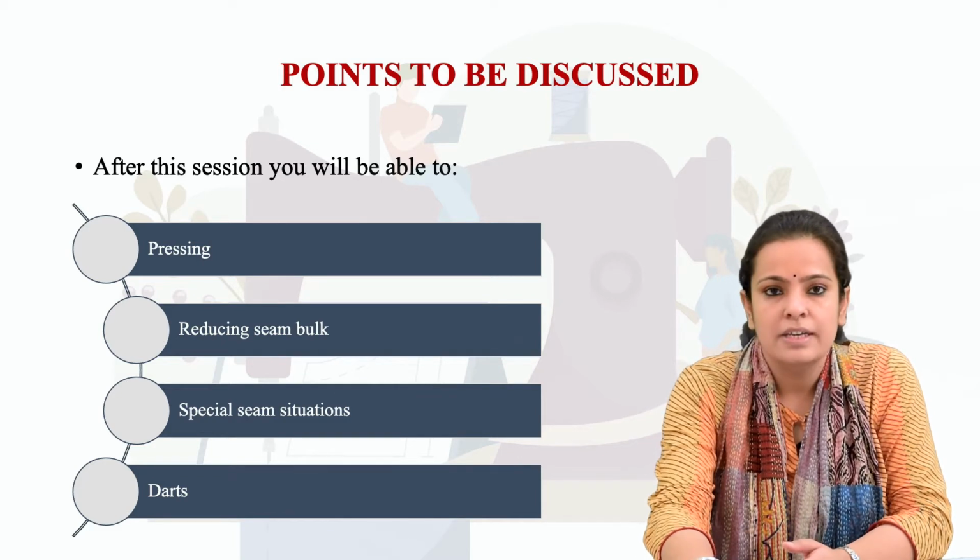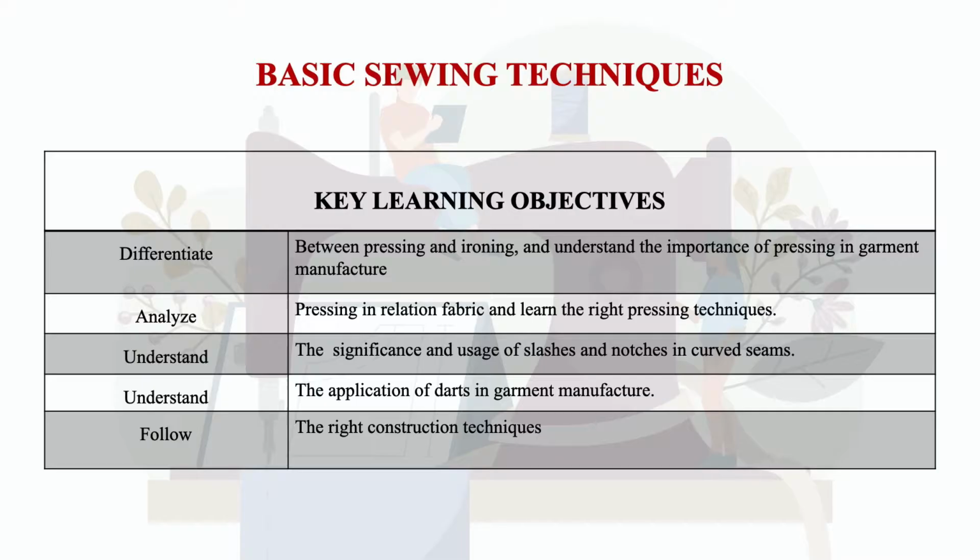So let's see why this unit is important and what information you will gain after going through this unit. After going through this unit, you will be able to differentiate between the pressing and ironing process and understand the importance of pressing in garment manufacture. Then you can analyze pressing in relation to fabric and learn the right pressing techniques which we use for different types of fabrics.